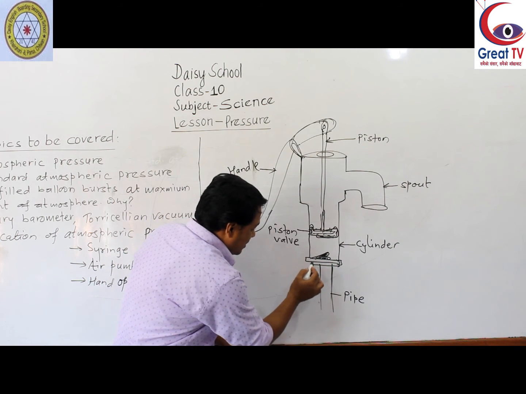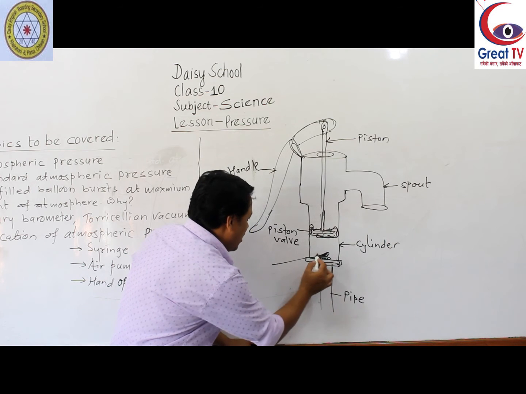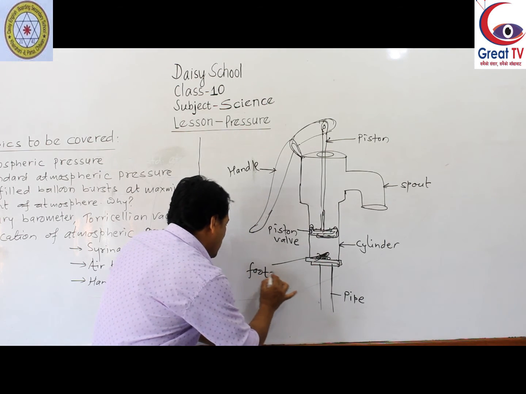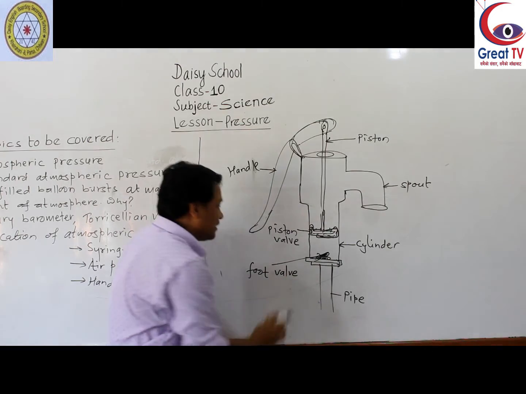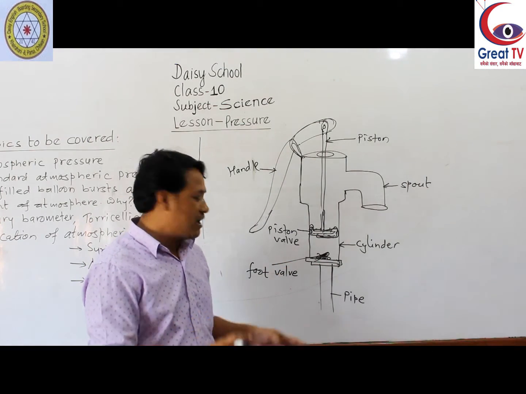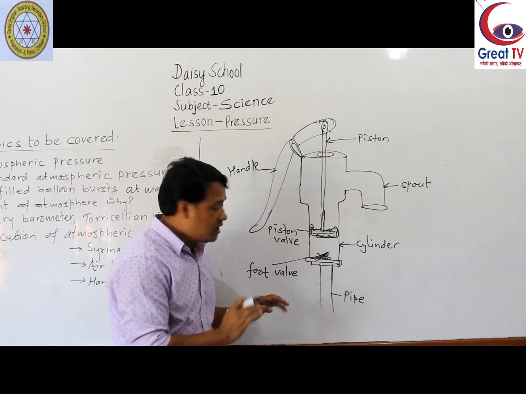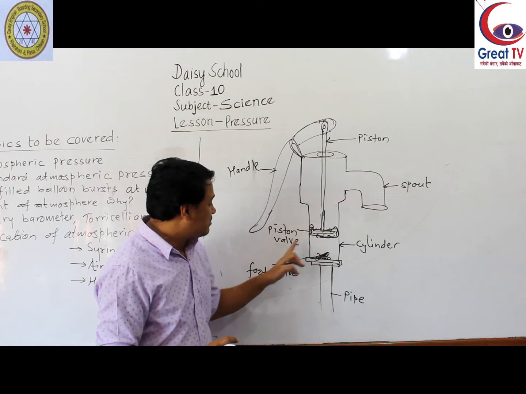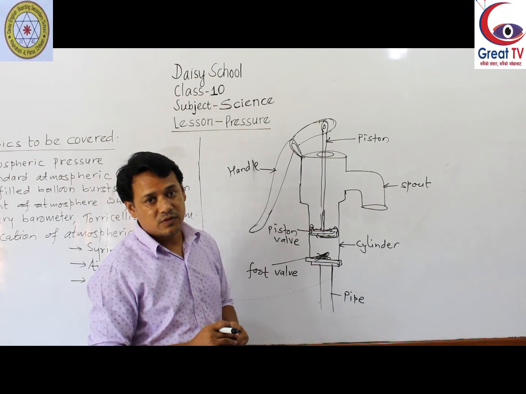And here at the bottom, at the base of the cylinder, is another valve, the foot valve. In the local language it is called a lever. That is actually the foot valve. And the washer at the base of the piston is called the piston valve.